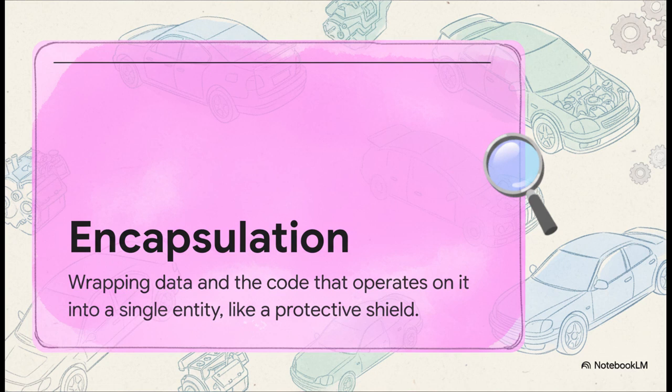And right alongside abstraction is encapsulation. So if abstraction is the simple dashboard you interact with, encapsulation is like the sealed metal casing around the engine. It's what bundles all the engine's important internal parts, the data, together with the code that makes them run, and it puts a protective shield around them so nobody can just go in and mess things up.